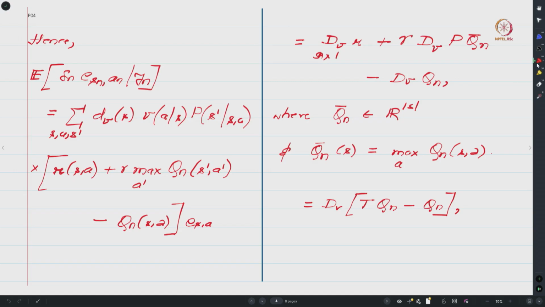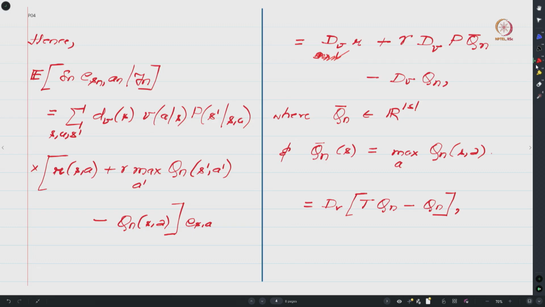Okay, so let me just erase this part. So a diagonal matrix d nu times r plus gamma times, d nu, and you can see that here there is no s prime and hence there is no p here, but here you have s prime and hence this expression times this one can compactly be written as d nu times p times q bar n. I will tell you what this q bar n is soon. And then this expression times this, again you do not have any s prime here and hence this can be compactly written as d nu q n. So now let me explain the different notations.